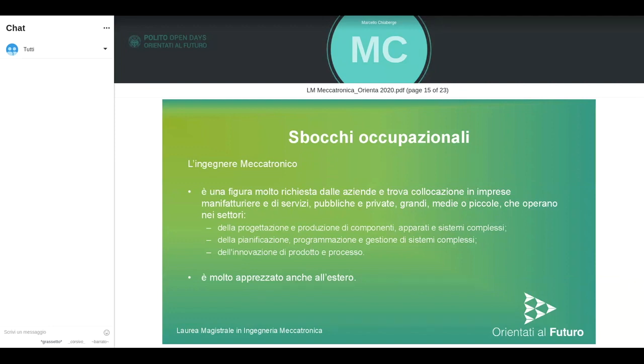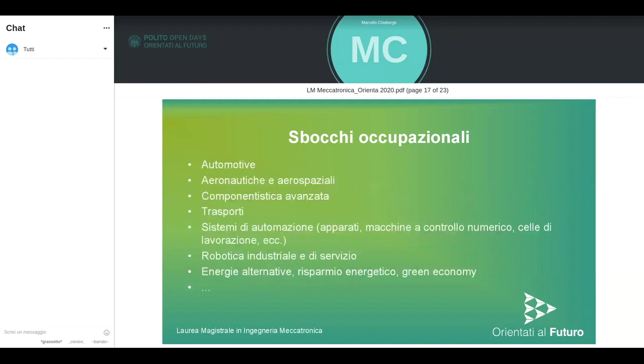As I said before, the occupancy after the master is very wide, very related with many different sectors, from aerospace to automotive to industrial to robotics to energy, so really a very wide choice for you. Normally, take into account that you will do the thesis inside a company, and probably that company will be your first job. So you finish the thesis and the master on Friday, and you re-enter the company on Monday, but obviously with a different hat on your head.